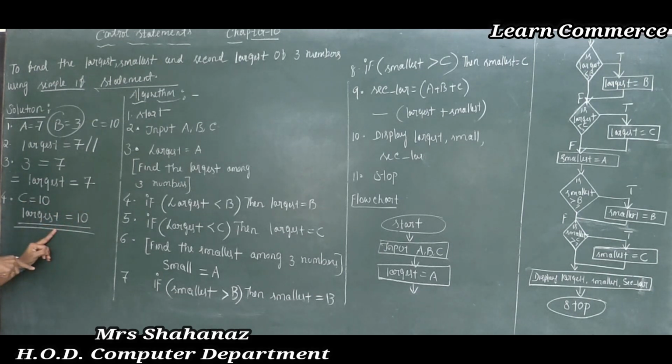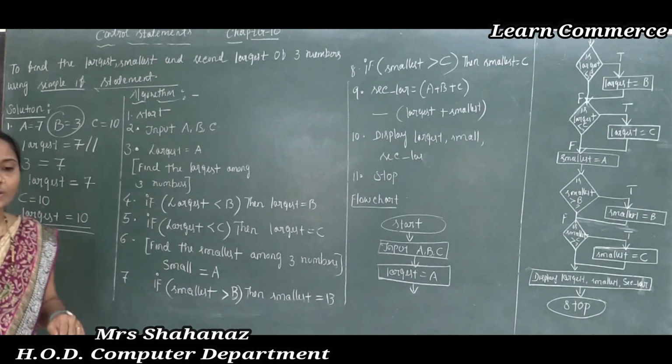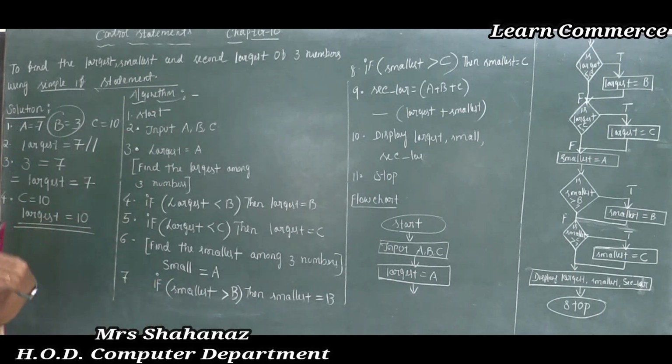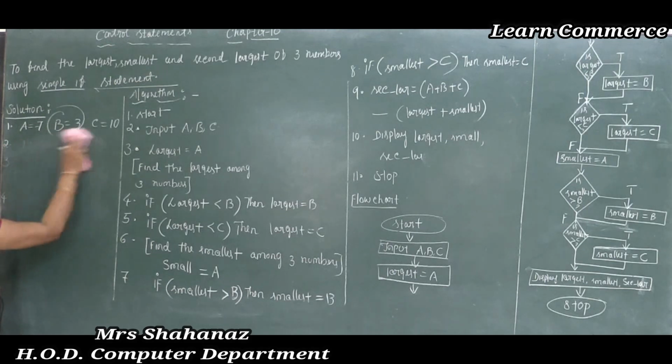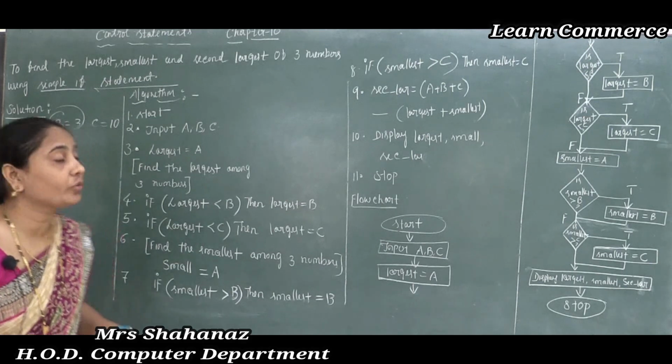So here we can say that the largest value is equal to 10. Clear this point here? The largest value is equal to 10 here. Now after completing the largest value, we are going to find out the smallest.